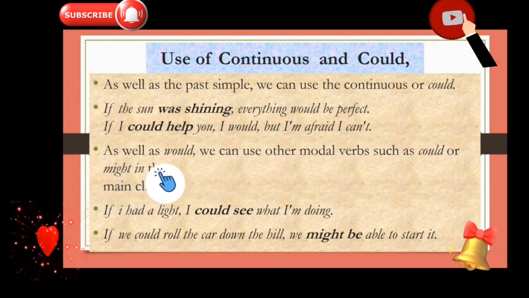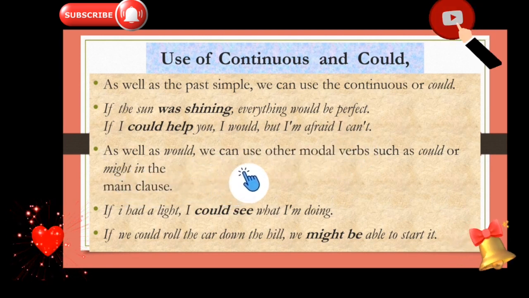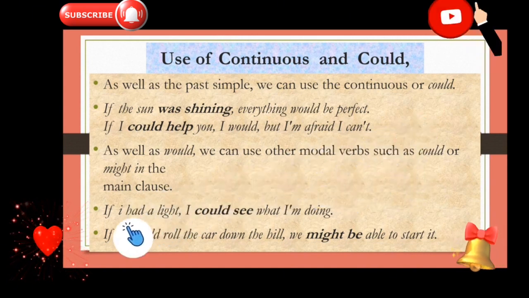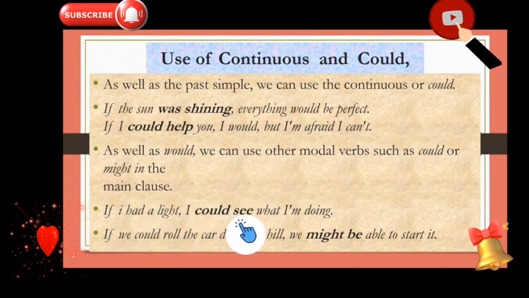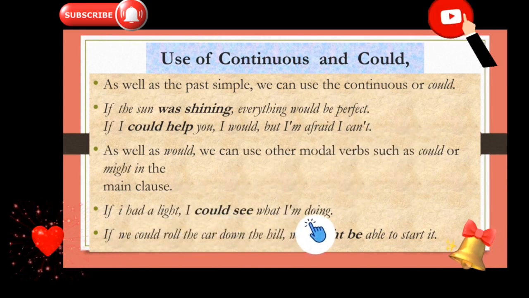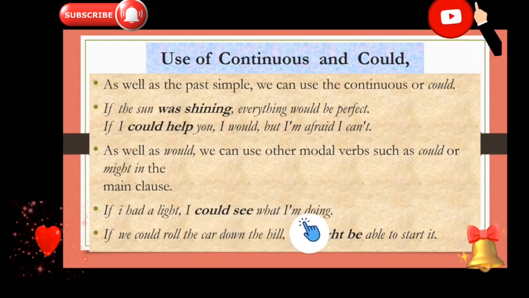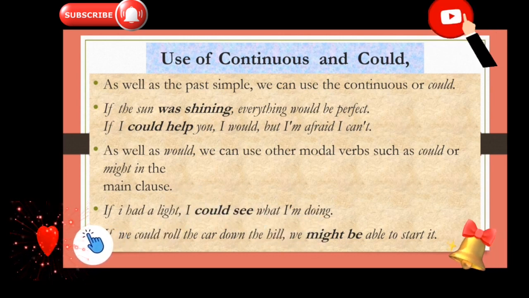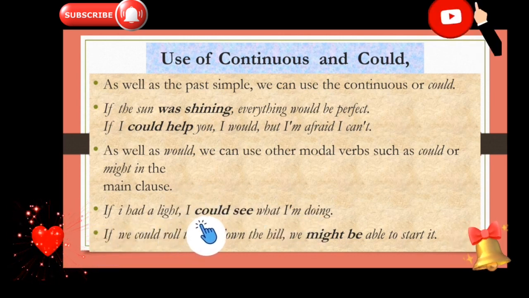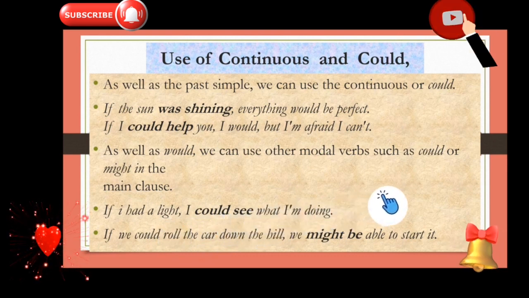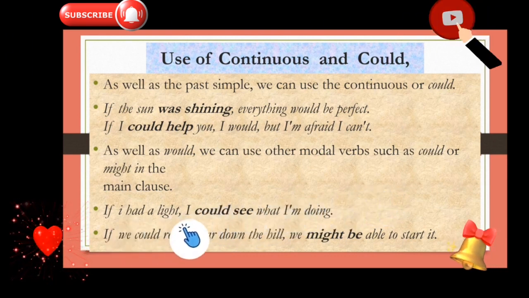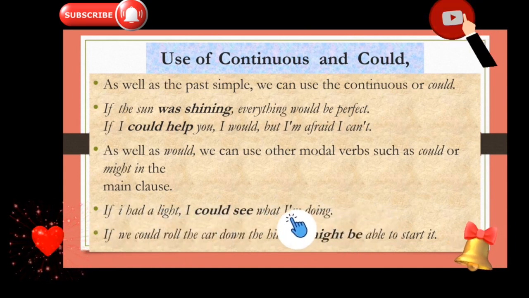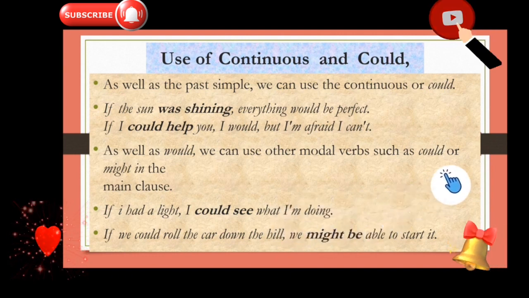As well as would, we can use other modal verbs such as could or might in the main clause. For example, if I had a light, I could see what I'm doing. Do I have a light? No. I could see what I'm doing. Can I see what I'm doing? No. I'm just imagining. If we could roll the car down the hill, we might be late to start it. So again, as I told, we can use could in the conditional clause, and we can use might in the main clause or result clause.